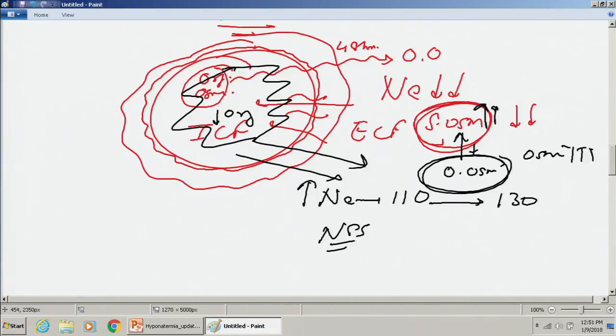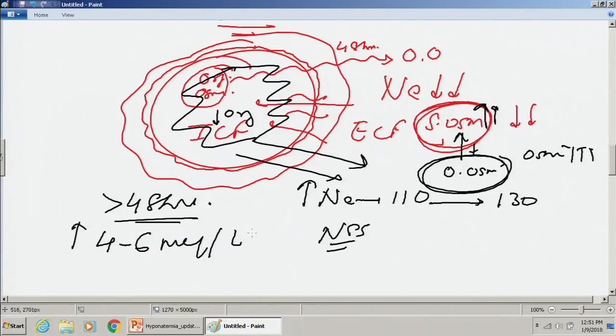So that is why we have to be very, very, very careful about the rate of correction of sodium. And if we don't know the duration of how long the sodium has been low, we take it for granted as chronic hyponatremia, okay? Anything more than 48 hours, if it's low, we call it chronic hyponatremia. And then we follow the rules of, in the first 24 hours, try to raise the sodium by 4 to 6 milliequivalents per liter, okay? In the first 24 hours with a maximum of 9. Please do not exceed 9, okay? And in 48 hours, the max is 18.